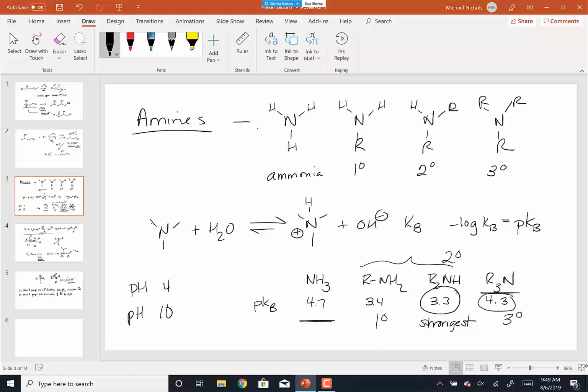What about rings? What happens when I attach my nitrogen to a benzene ring?